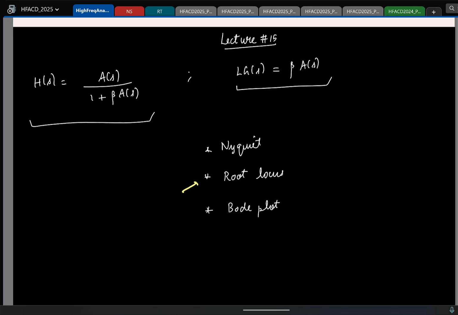Yeah, and root locus, as you know, plots the roots of this closed loop transfer function, which is 1 plus beta A of s. So this is finding the roots of 1 plus beta A of s to be 0. And I'll write A of s as beta times A naught times a numerator polynomial by denominator polynomial. And this in turn I can simplify like this: d of s by d of s plus beta times a naught n of s.